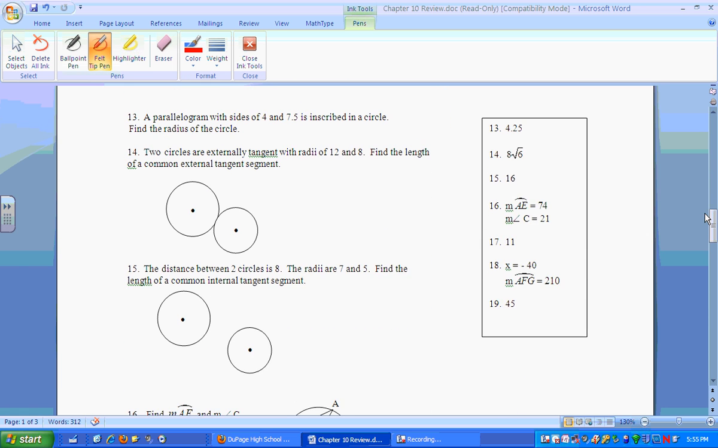Number 13 doesn't have a picture, but what you notice is that a parallelogram is inscribed in a circle. When a parallelogram is inscribed in a circle, what shape do you make inside?